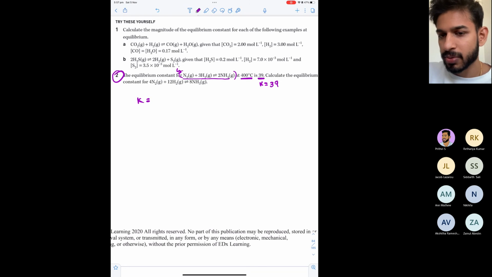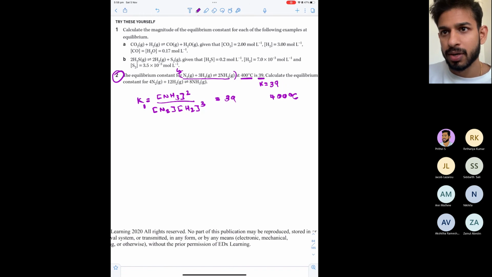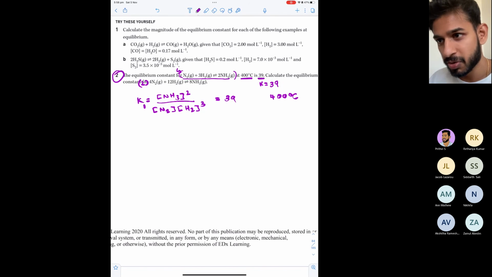Now, what is the K expression for the first equation here? K is equal to, what would you write as the expression? It would be ammonia squared. Good. Over nitrogen. Good. Times hydrogen to the power of 3. Very good, right? So we know that is equal to 39, and that's at 400 degrees Celsius. So that's for reaction 1, so I'm going to call that K1. Now, can everyone appreciate reaction 2, is exact same as reaction 1, but its stoichiometric ratio is different. Can we all appreciate that? Now, would that affect K or not? Sid?